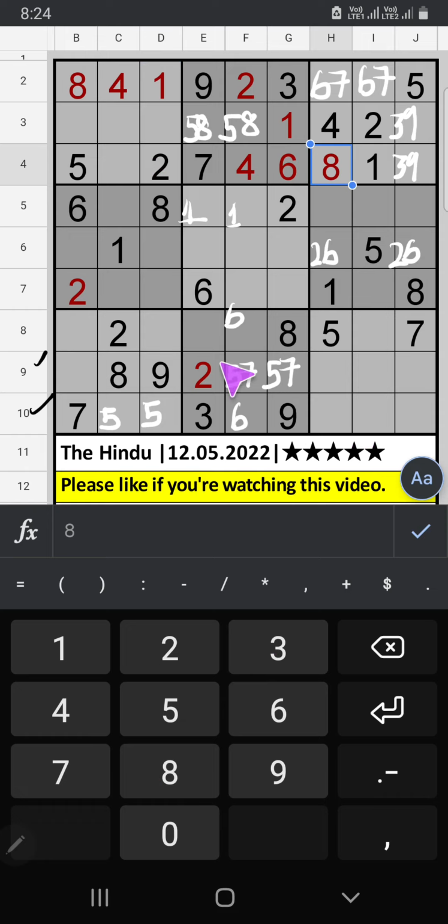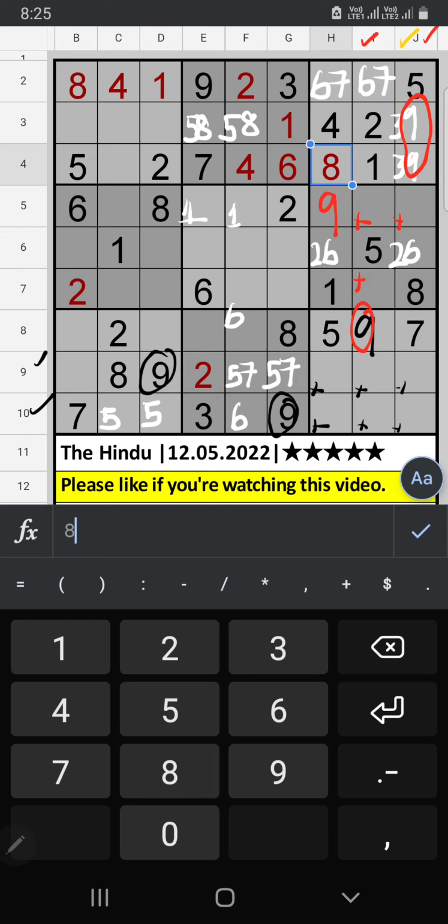9th row, 10th row, we have 9. So 9 can't come in these cells. The 9 is confirmed here. Column I, column J, we have 9. So 9 can't come in these cells. The 9 is confirmed here.